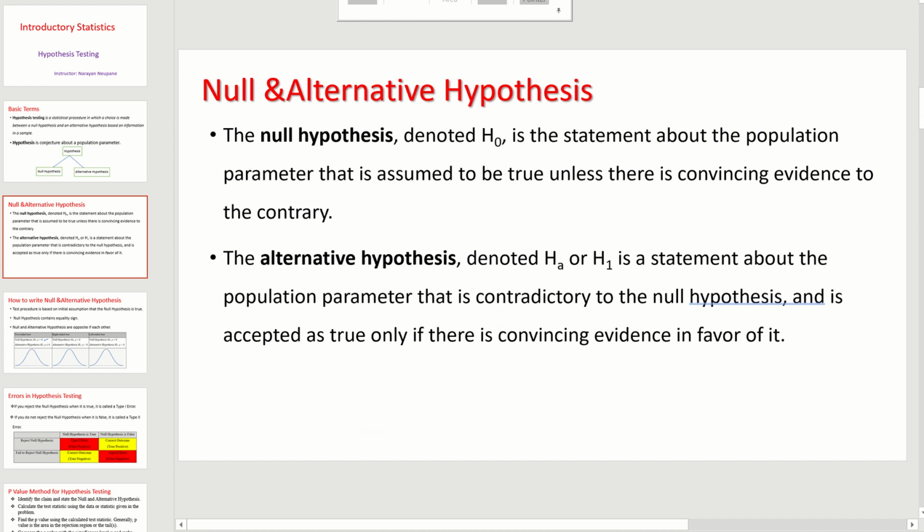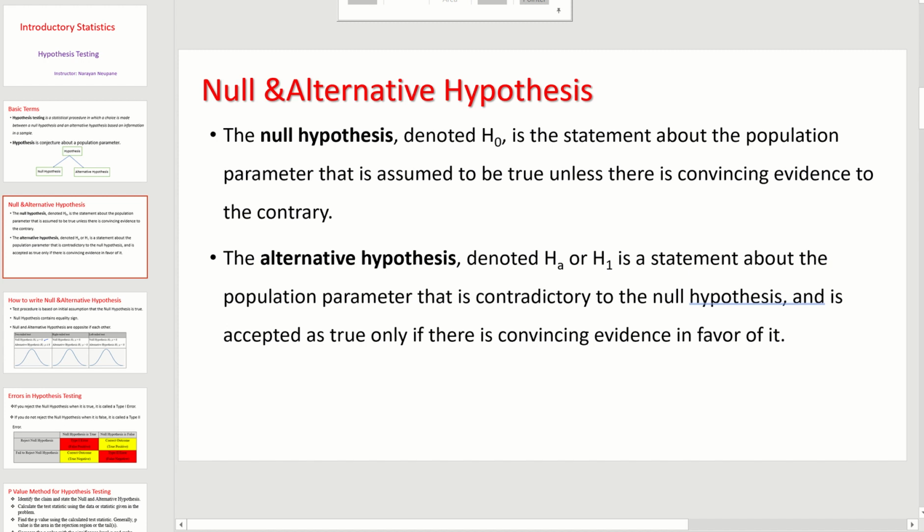Now, what are null and alternative hypotheses? The null hypothesis, denoted as H sub 0, is the statement about the population parameter that is assumed to be true unless there is convincing evidence to the contrary. Meaning, when we write the null hypothesis about the population parameter, it is considered as the true statement about the population parameter. This will be true if we don't have any convincing evidence to support its opposite hypothesis, the alternative hypothesis.